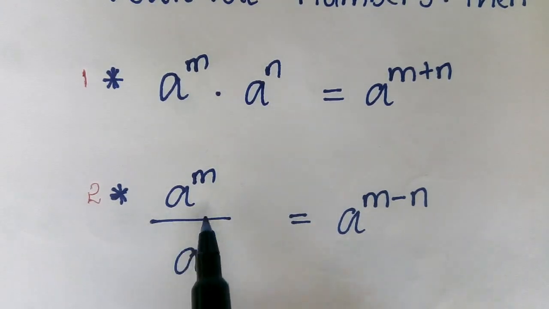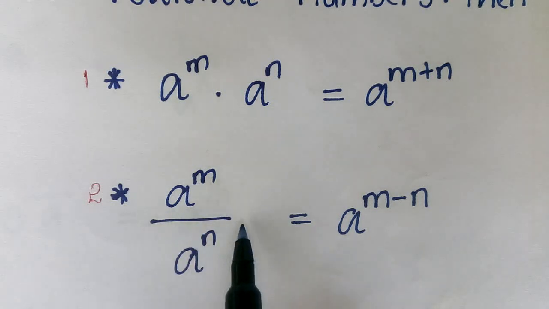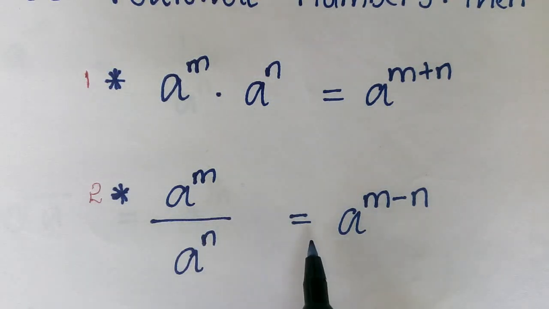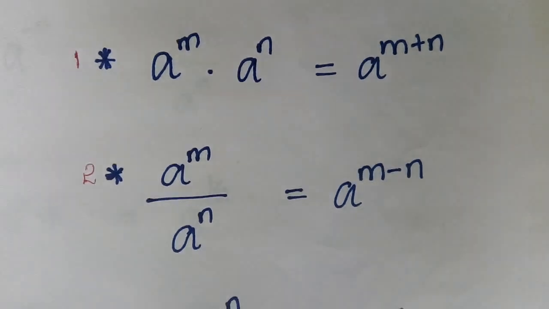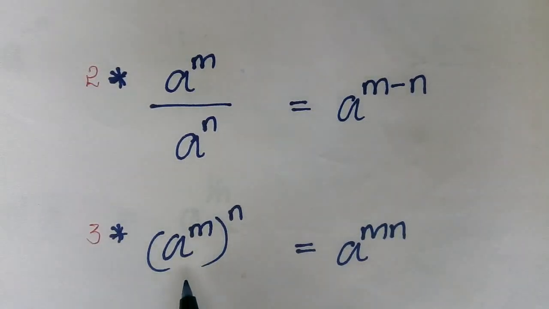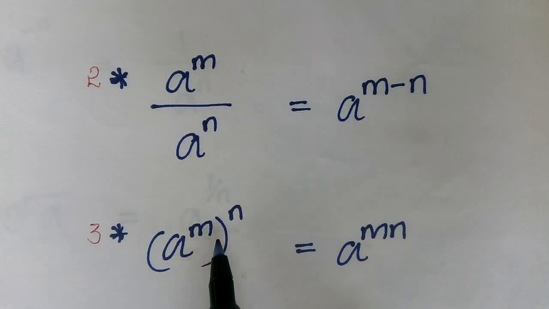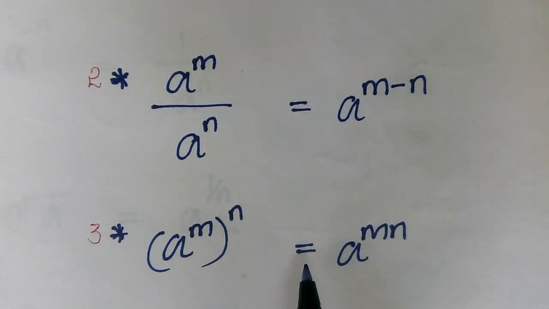Second law, a to the power m divided by a to the power n is equal to a to the power m minus n. Third law, a to the power m whole to the power n is equal to a to the power m into n.